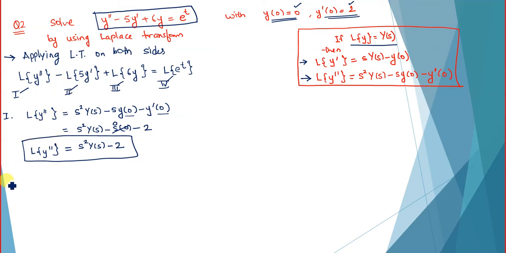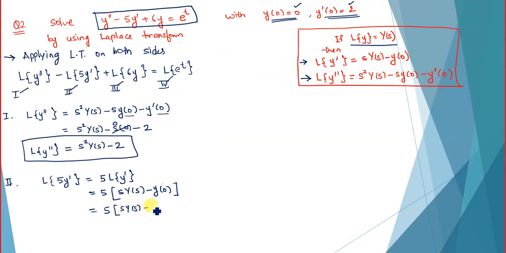Now similarly we calculate the second term, which is Laplace of 5y dash. Now 5 is a scalar, take it outside, Laplace of y dash. Laplace of y dash using this formula. So that's the reason this formula should be correct, because if you make a mistake here, everything goes wrong. sY of s minus y of 0. Again y of 0 from here, the value is 0. So this gives you 5 sY of s minus 0.